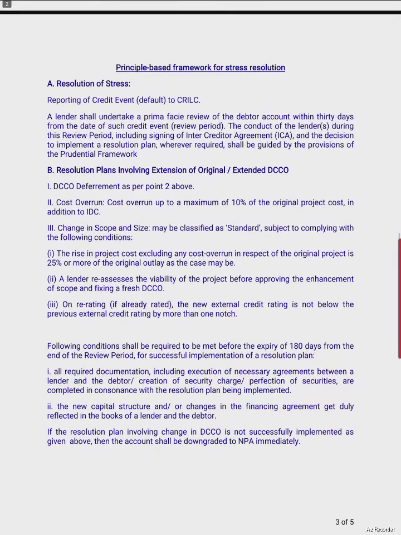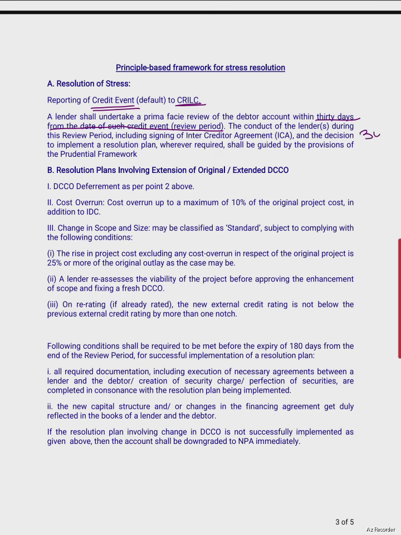Now what is the principle based framework for stress regulation? It says that the reporting of a credit event should be done to the credit bureau. What is a credit event? We will discuss this also. A lender shall undertake a prima facie review of the debtor account within 30 days from the date of such credit event. The conduct of the lenders during the review period, including signing of an inter-creditor arrangement and the decision to implement a resolution plan where required, shall be guided by the provisions of the prudential framework.